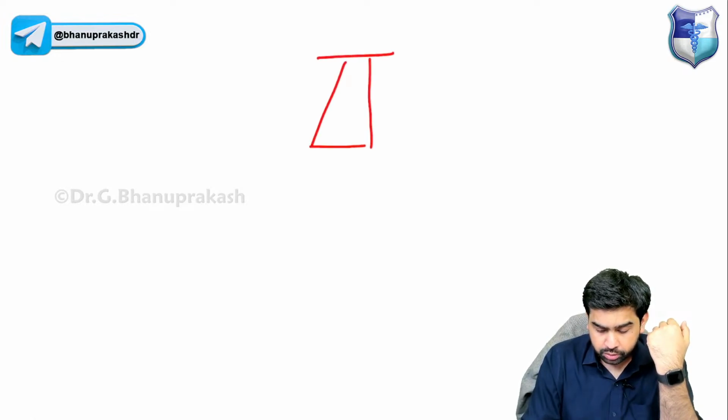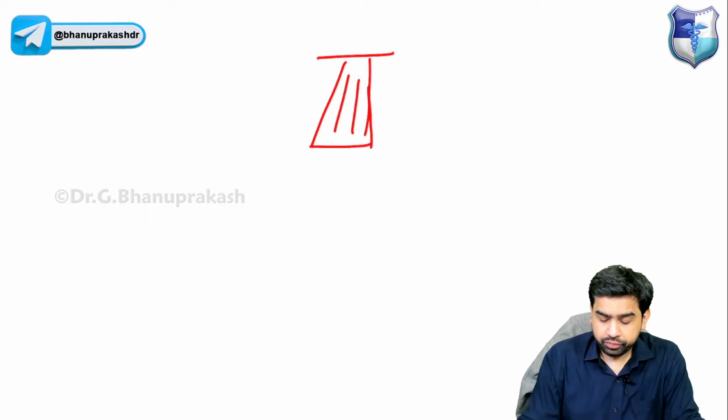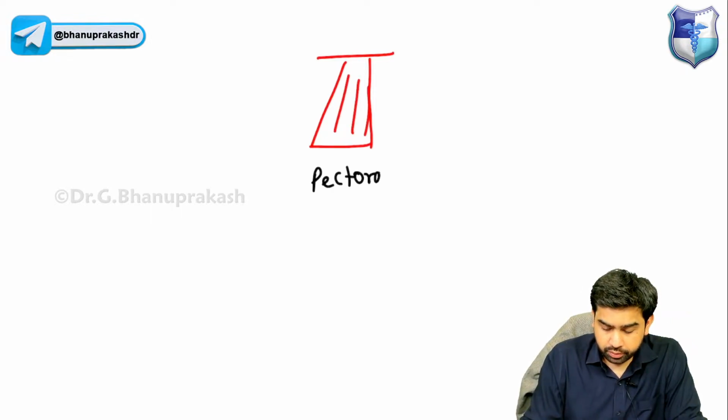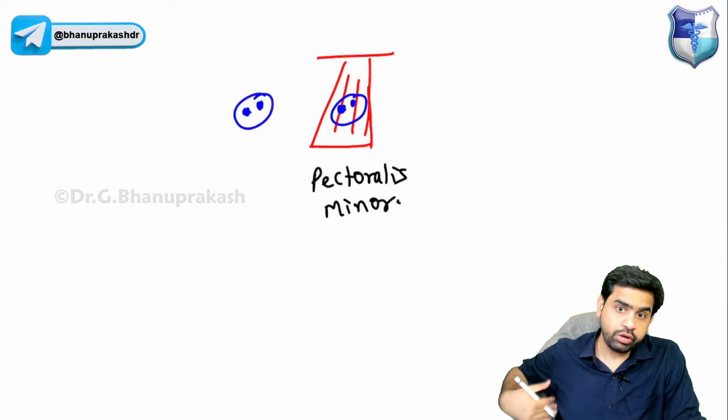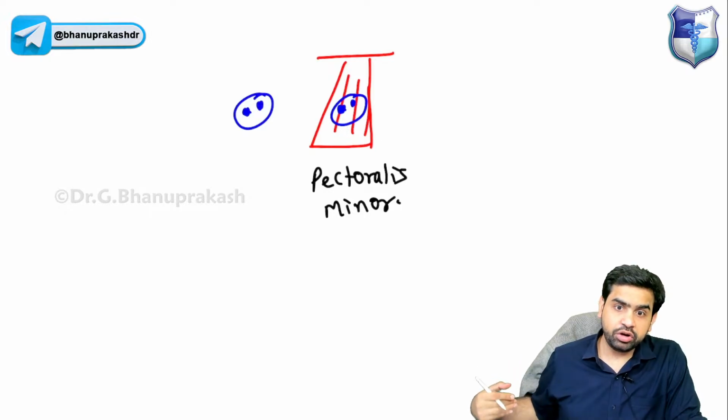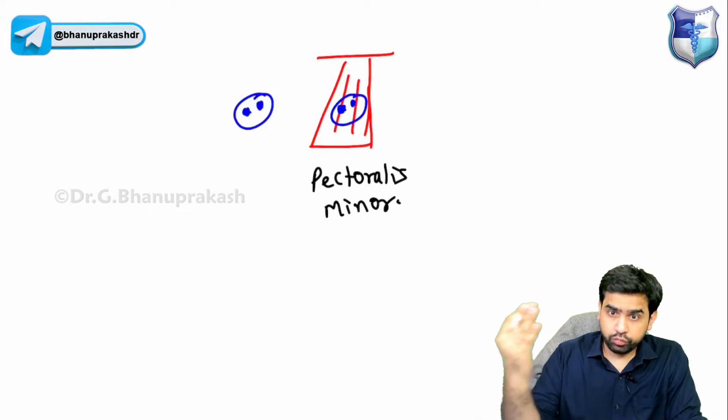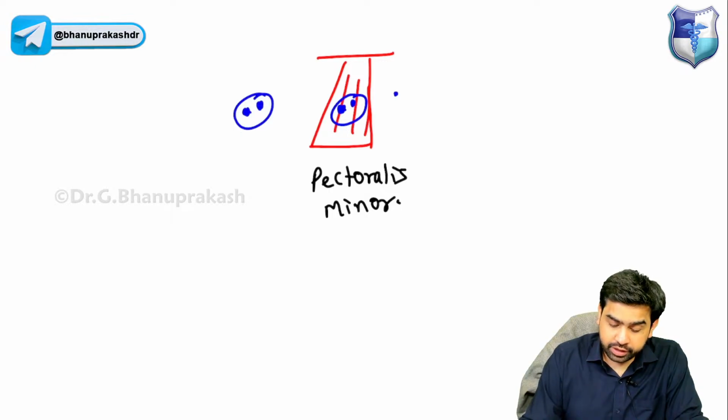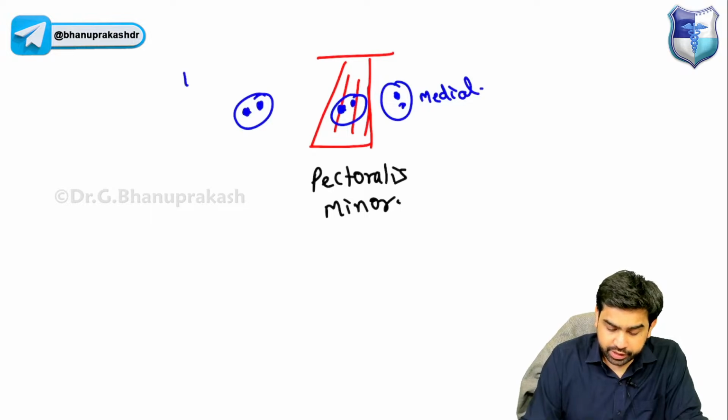Okay, so we have this muscle which is basically referred to as your pectoralis minor muscle. And we have groups of lymph nodes. There's a group of lymph nodes which is lateral to this pectoralis minor. There's a group of lymph nodes which is behind this pectoralis minor, and there is a group of lymph nodes which is medial to this pectoralis minor. So medial, and there is lateral. Okay, so which is 1, which is 3?